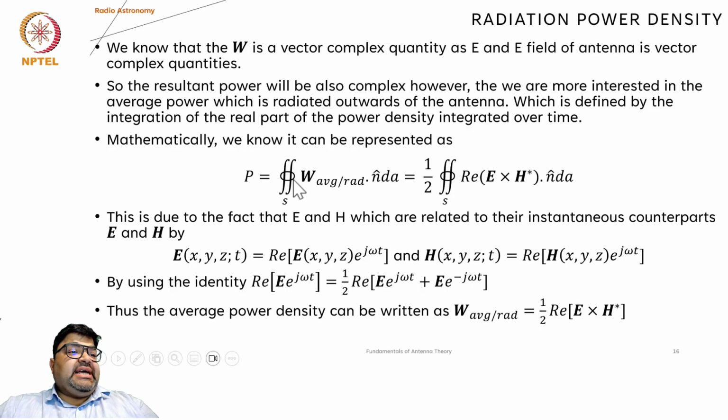So once that is done, you can calculate the real value of E cross H. Then you know the E, you know the H, so you can calculate the real value of E and H, and then finally you integrate and you get the W average.